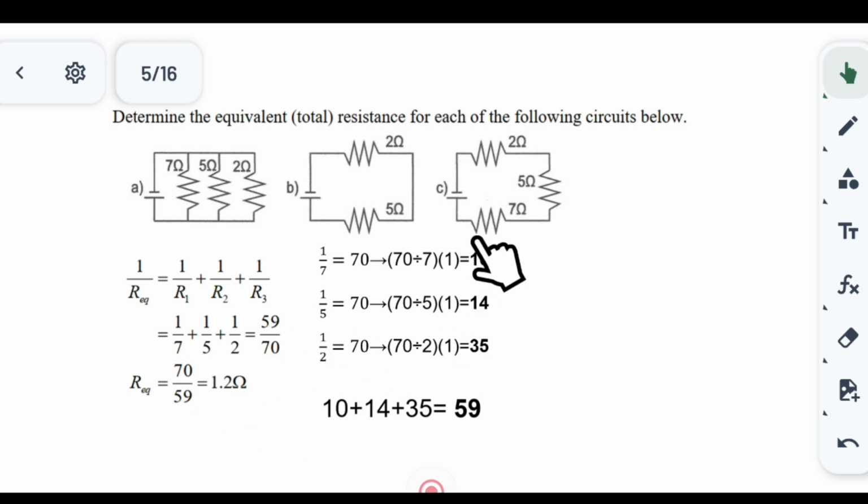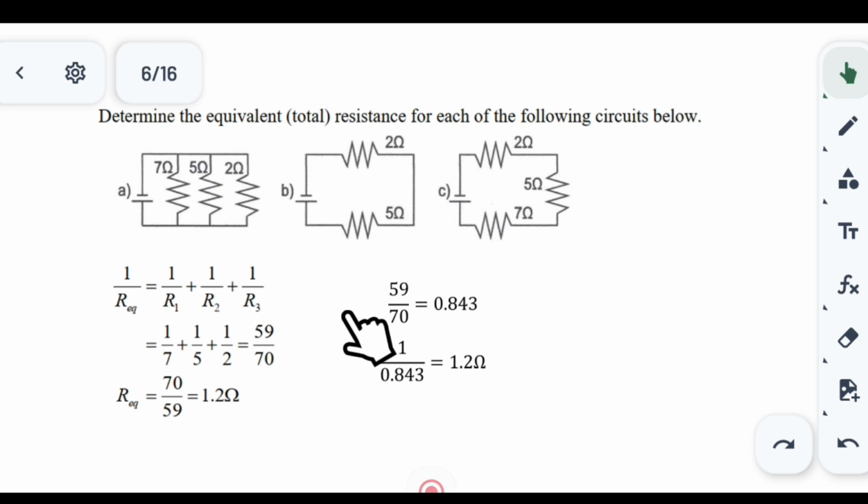Now, for you to get the numerator, you just have to add these. That will be 10 plus 14 plus 35 equals 59. This is how you get the 59 over 70. You may divide 59 over 70. That will be 0.843, and then get the inverse of this value, which is 1 over 0.843, and that is equivalent to 1.2 ohms.